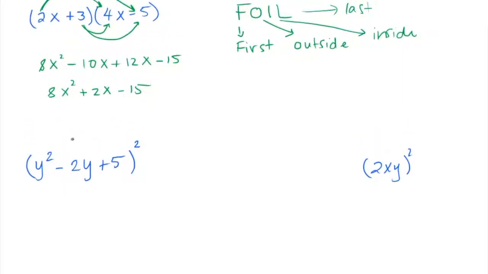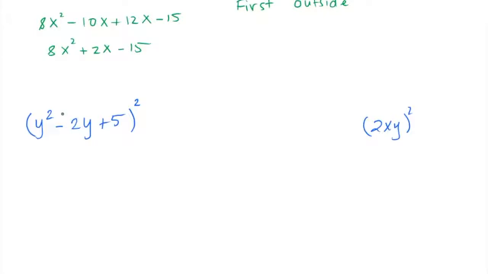Now here, this is a very common source of error. We have whatever is inside of this bracket to the power of 2. So basically, we have to rewrite this bracket twice. This is not squaring each term. No, we have to multiply it through. So y squared minus 2y plus 5 times y squared minus 2y plus 5.